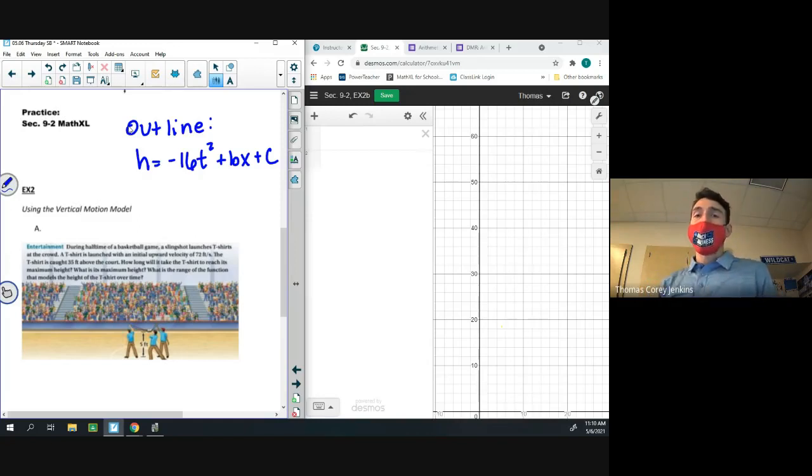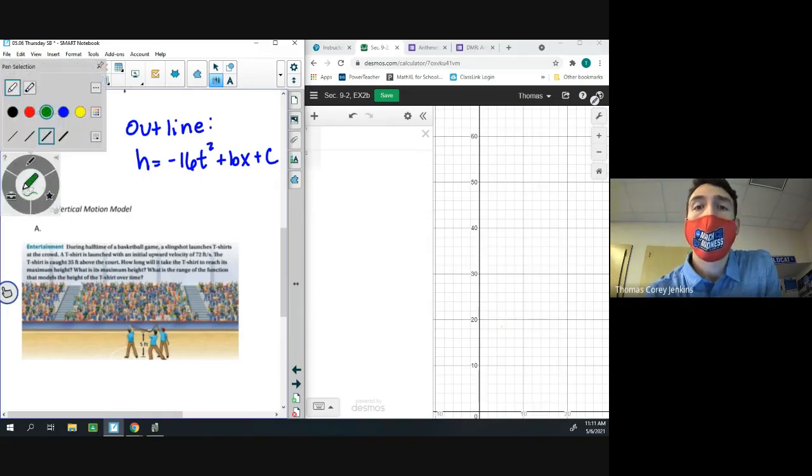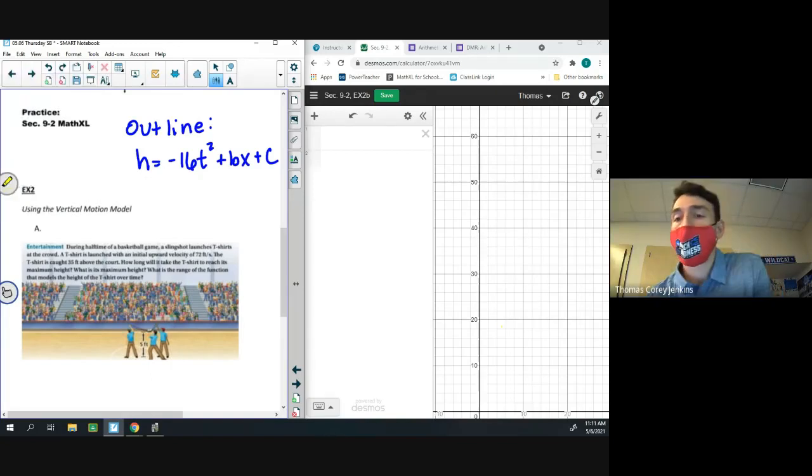During halftime of a basketball game, a screenshot launches features at the crowd. A feature is launched when its initial upward velocity is 72 feet per second. Feature is about 35 feet above the court. How long will it take a feature to reach its maximum height? What is its maximum height? What is the range of functions that models the height of feature over time?